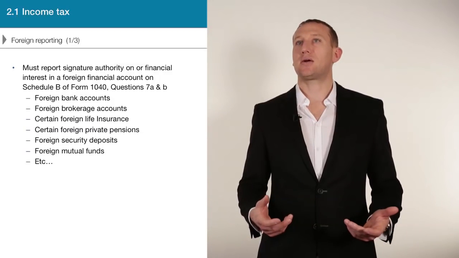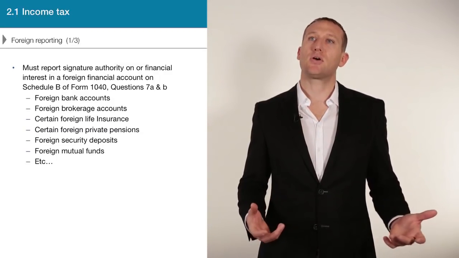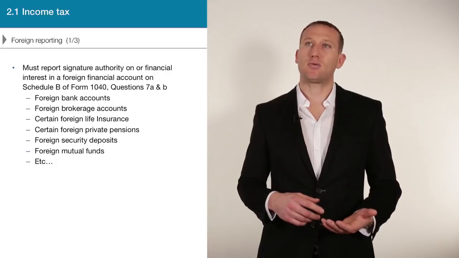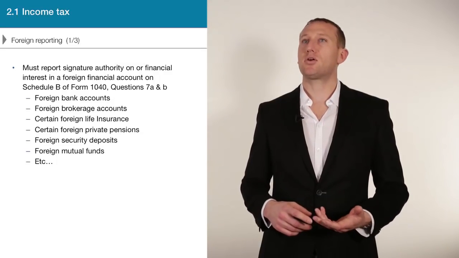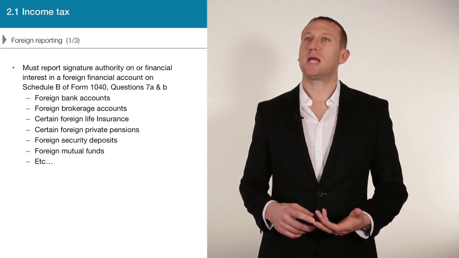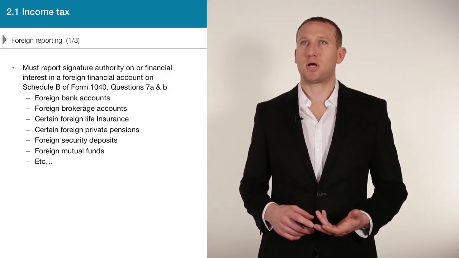Foreign financial accounts can include a lot of things that are fairly self-explanatory, like a bank account or a brokerage account. But they can also include things that you may not think of, like a life insurance policy, an annuity, a private retirement account, or even a security deposit on a rental property.